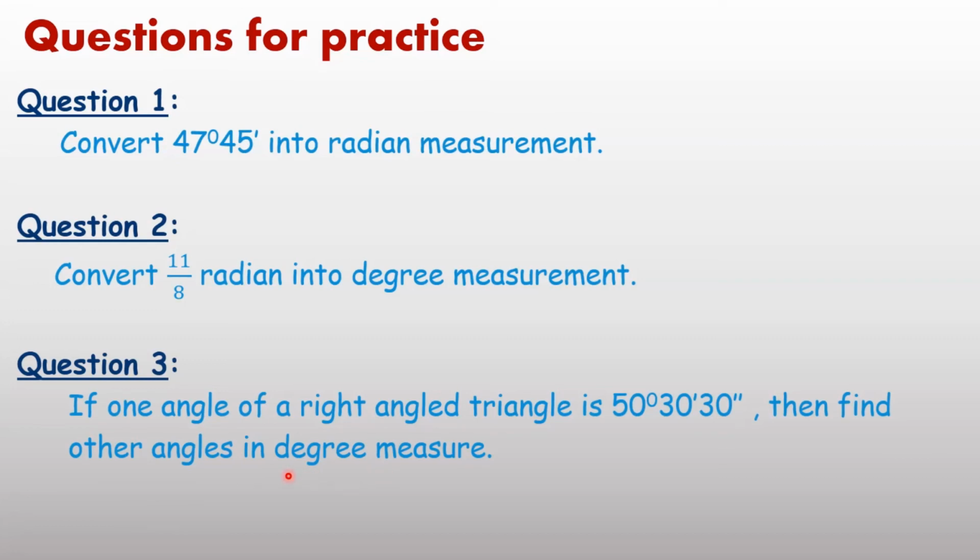It implies if one angle is given, 50 degree 30 minutes 30 seconds, in a right angle triangle the second angle is 90 degree. Then the third angle you have to solve. From 180 you have to subtract the sum of these two angles. You will get the third angle. Or also you can say, if one angle is 90 degree, second is 50 degree 30 minutes 30 seconds, then for the third angle from 90 you subtract this angle, you will get the third angle. You have to solve and give the answer.